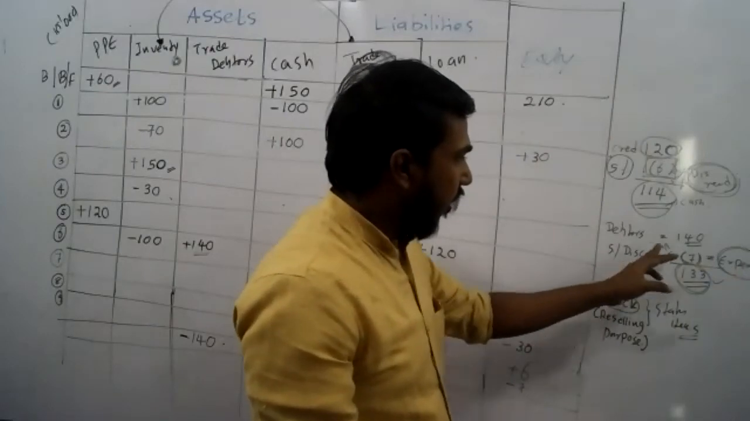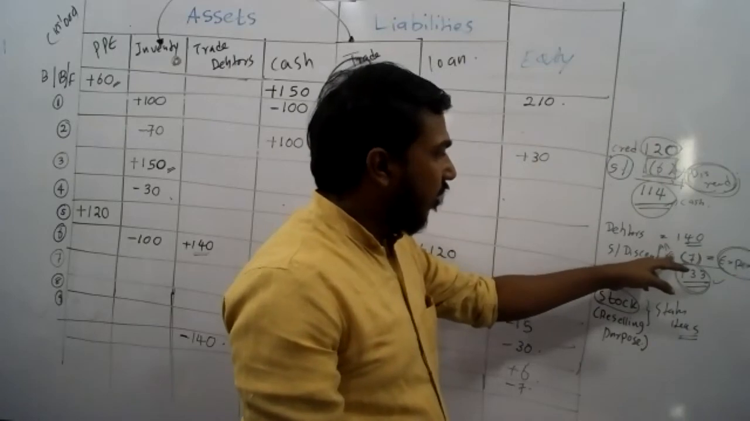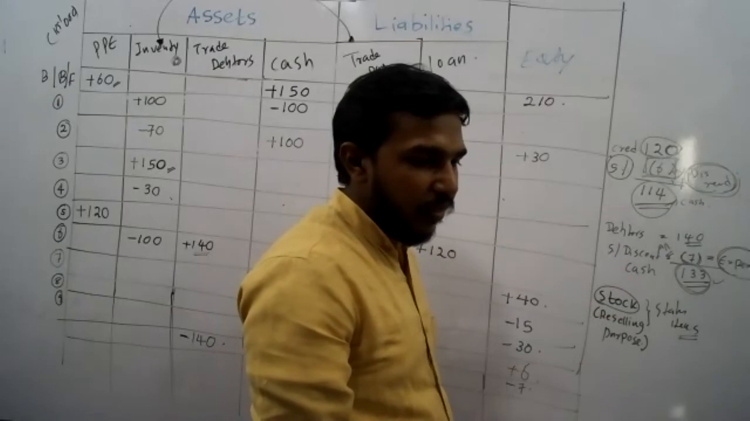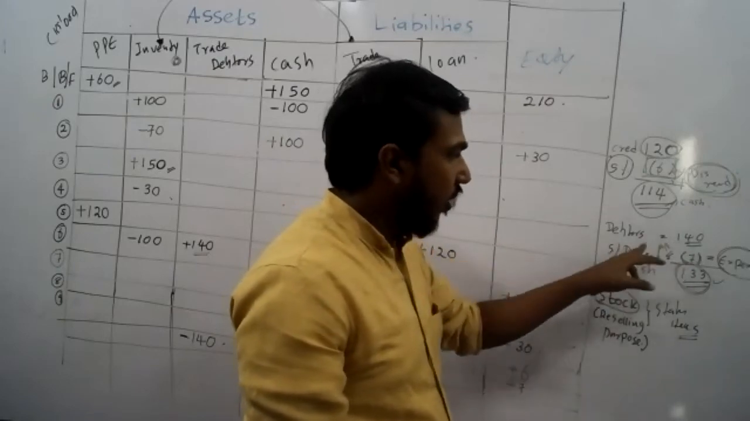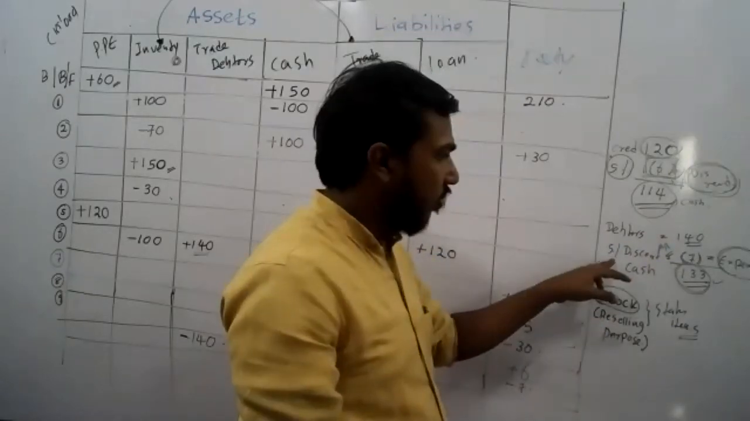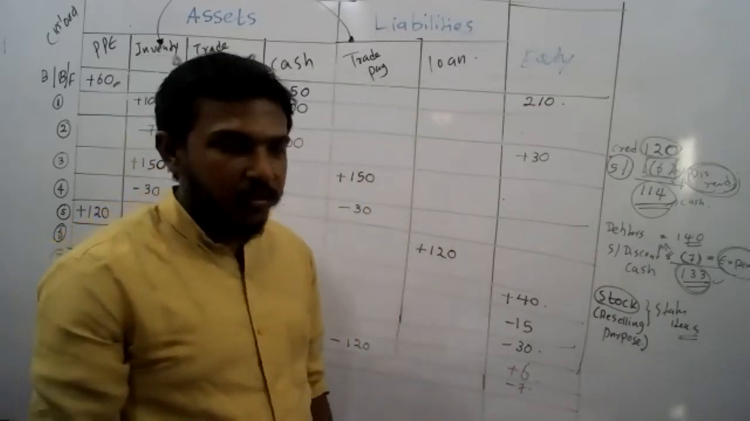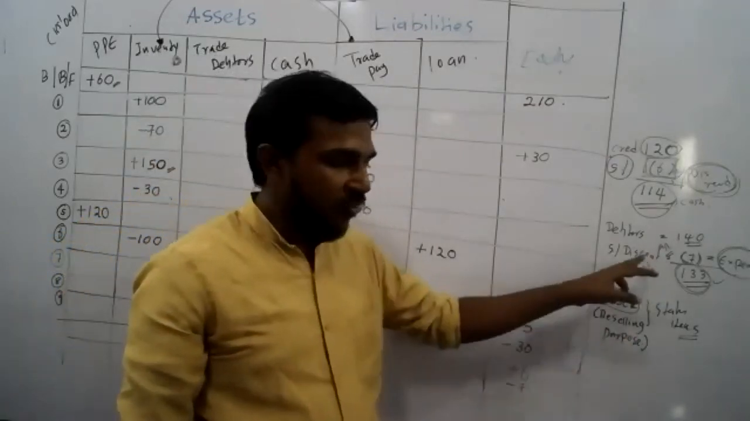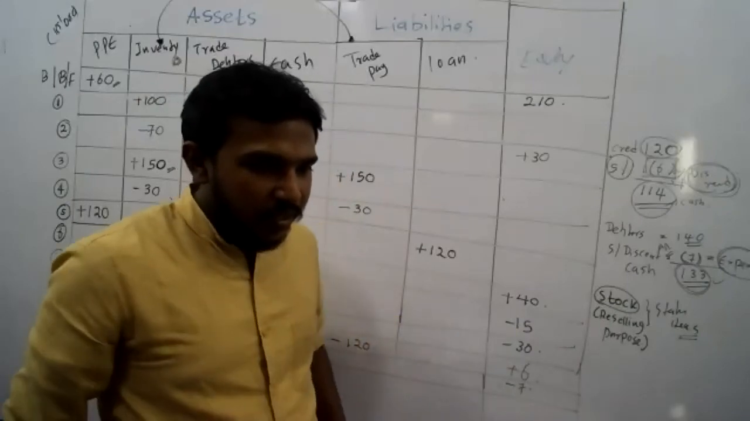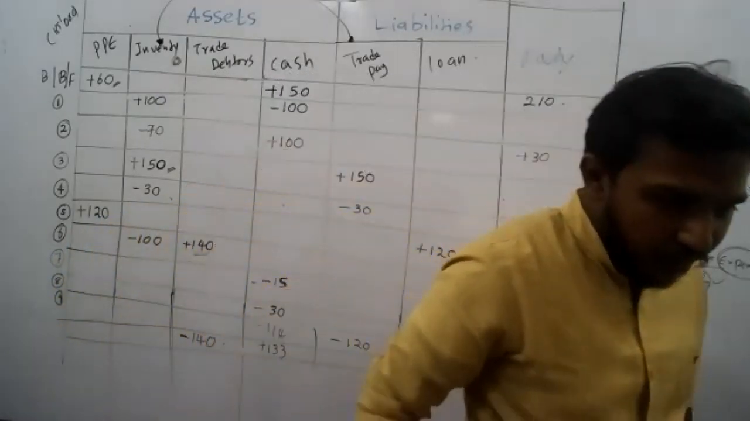This is right. Debtors 140. See, Shahrukh Khan, 5% discount. 5% is 7, right? 140 into 5% is 7, because they say the discount is 5%. I put it in the calculator.